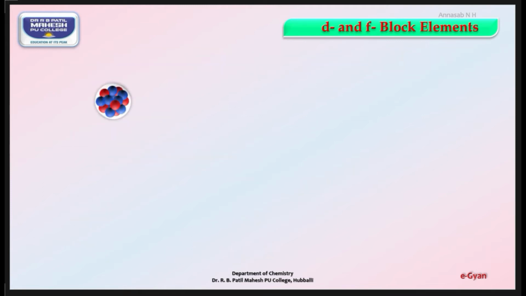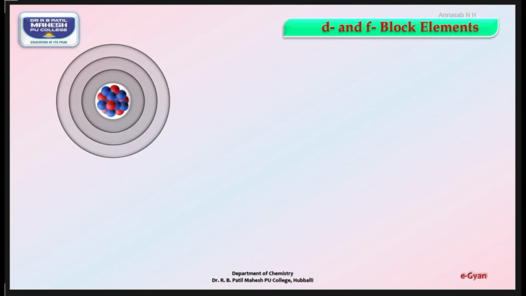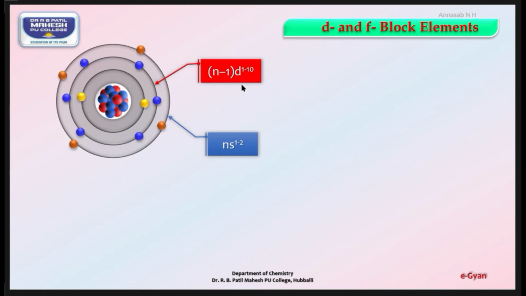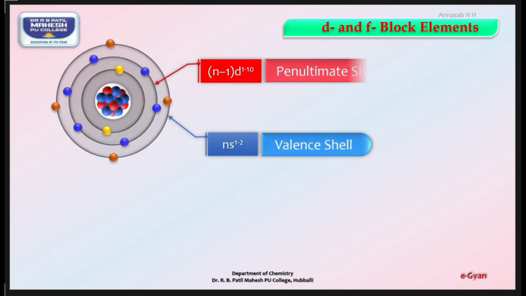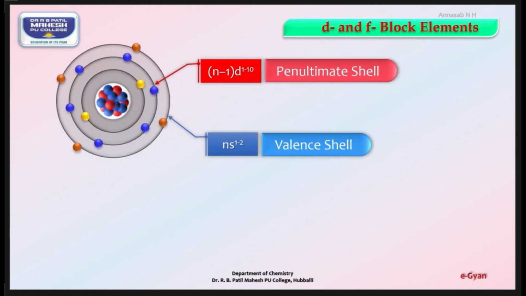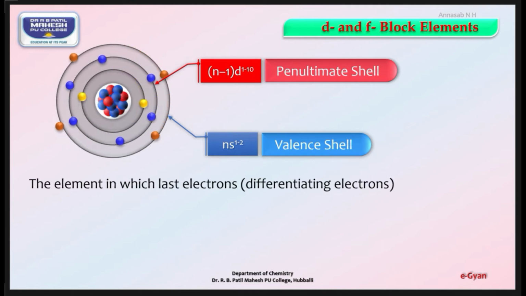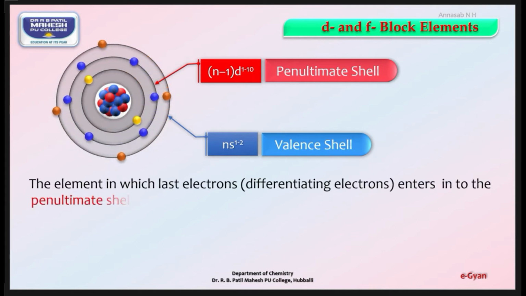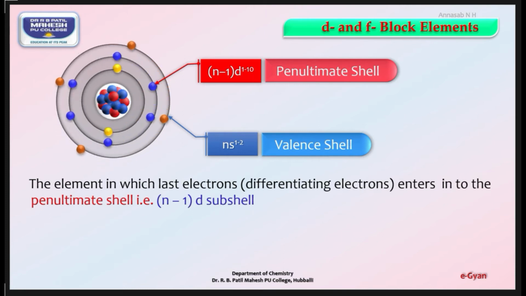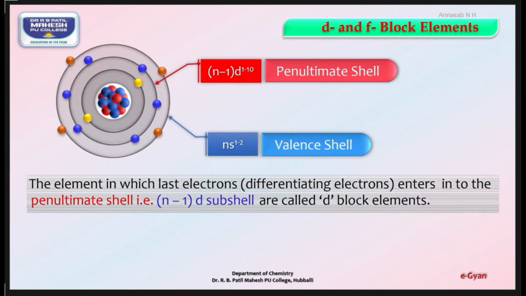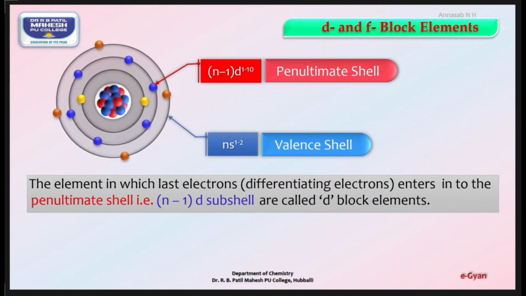So we have a nucleus around which there is a presence of different number of orbits and different number of electrons are revolving around it. So if you consider this is a valence shell, that is n shell, n is 1 to 2. The inner orbit is n minus 1 d, 1 to 10 electrons. So nth shell is valence shell, whereas n minus 1 d shell is penultimate shell. The element in which last electron or the differentiating electron enters into penultimate shell, that is n minus 1 d subshell, are known as d block elements. So this is the definition for d block elements.